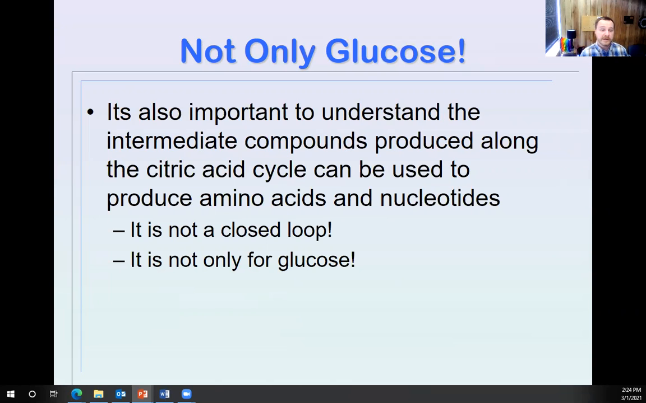Okay, so again, it's not just a closed loop and it's not just for glucose, but that's to keep it simple when we first present it. That's how we do it.